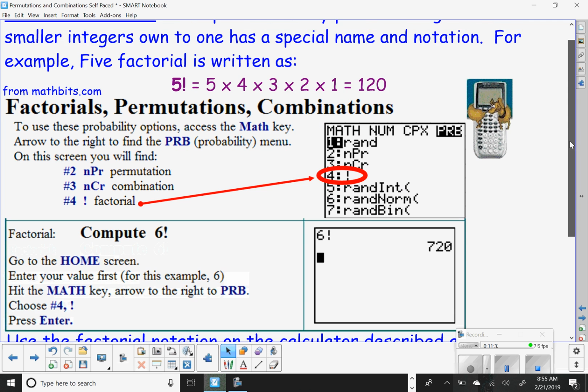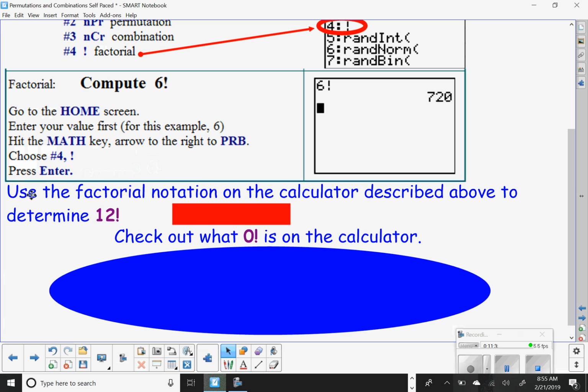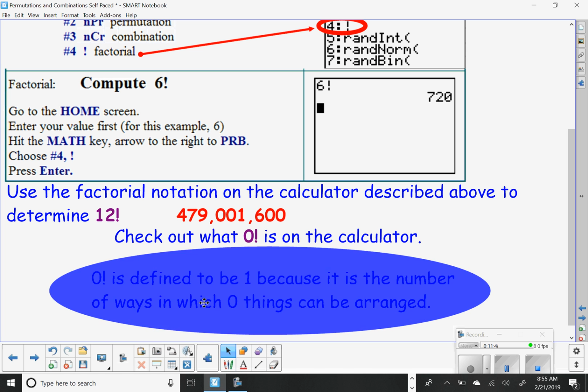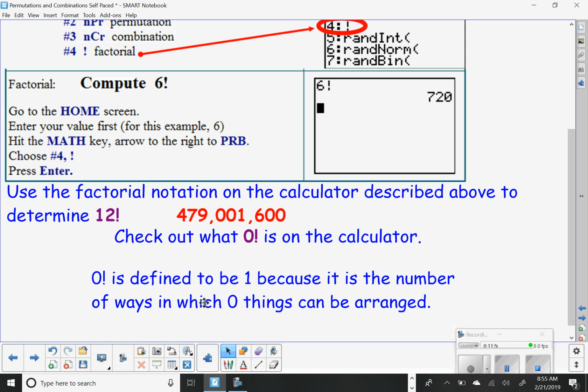Okay, you can try that and do 12 factorial. You should get 479,001,600. And then 0 factorial in your calculator should also give you 1. Because the 1 is the number of ways in which 0 things can be arranged.